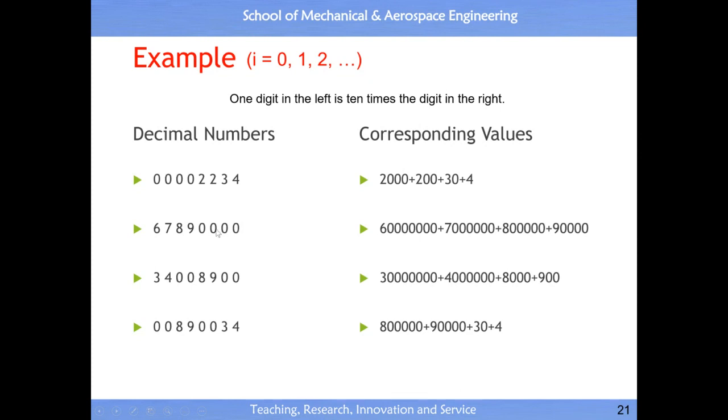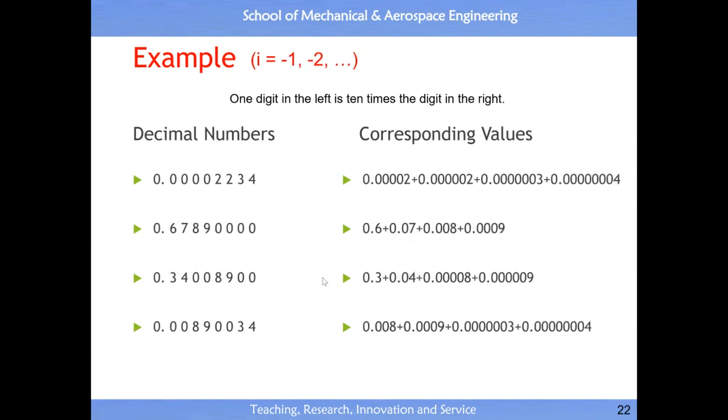Position 0, 1, 2, 3, 4, 5, 6, 7. Okay, this should be equal to 6. The value of this digit is equal to 6 times 10 raised to the power 7. For this one, 7 times 10 raised to the power 6. This one, 8 times 10 raised to the power 5. For this one, 9 times 10 raised to the power 4. And you get this number. So you can easily verify the remaining result.